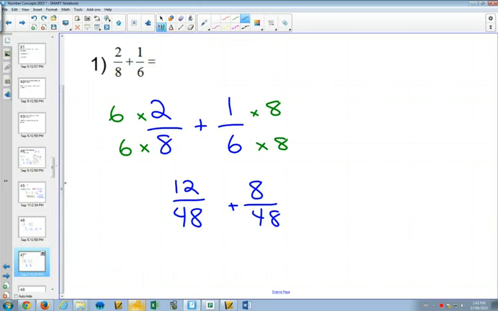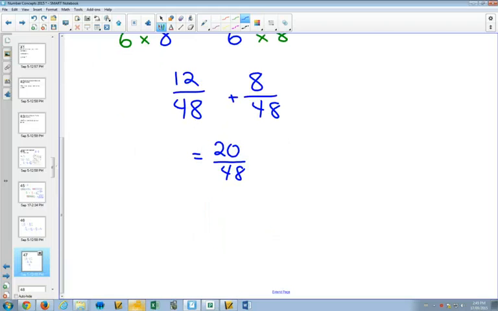And now that the pieces are the same, 12 pieces plus 8 pieces gives you 20 pieces out of 48. Can we reduce this fraction? Yes. What can you divide both the top and bottom by? 2. So if I divide them both by 2, I'm going to get 10/24. Can I reduce that fraction? Yes. I can divide them both by 2. And you get 5/12. Can I reduce that fraction? No. So that is our final answer. Since there's no more numbers that you can divide both 5 and 12 by, we're done.